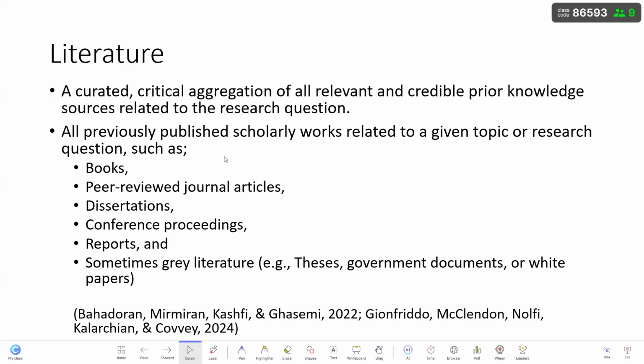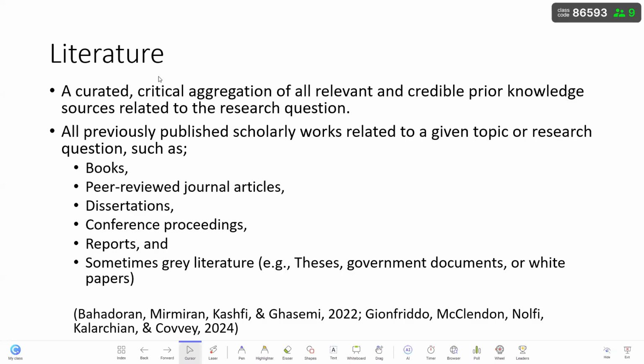In other words, literature is all previously published scholarly works related to a given topic or research question, such as books, peer-reviewed journal articles, dissertations, conference proceedings, reports, and sometimes you can take grey literature. Grey literature includes theses, government documents, and white papers. Right, normally that is included for grey literature.